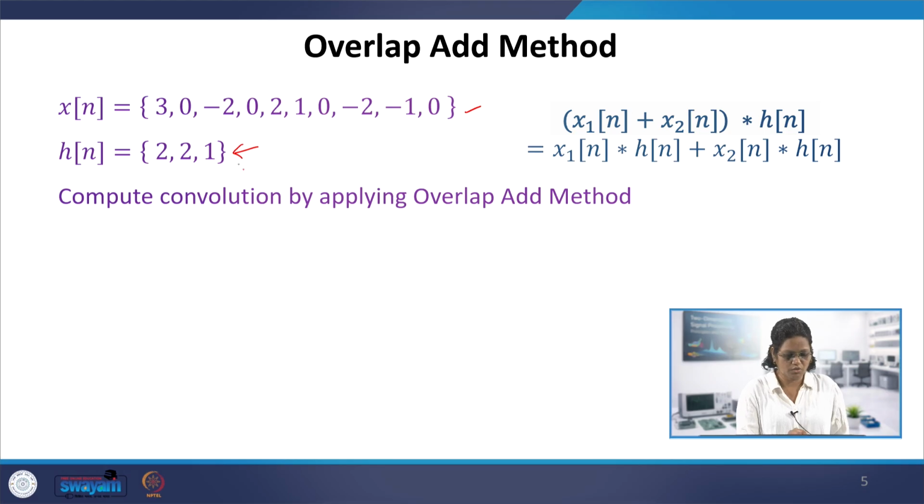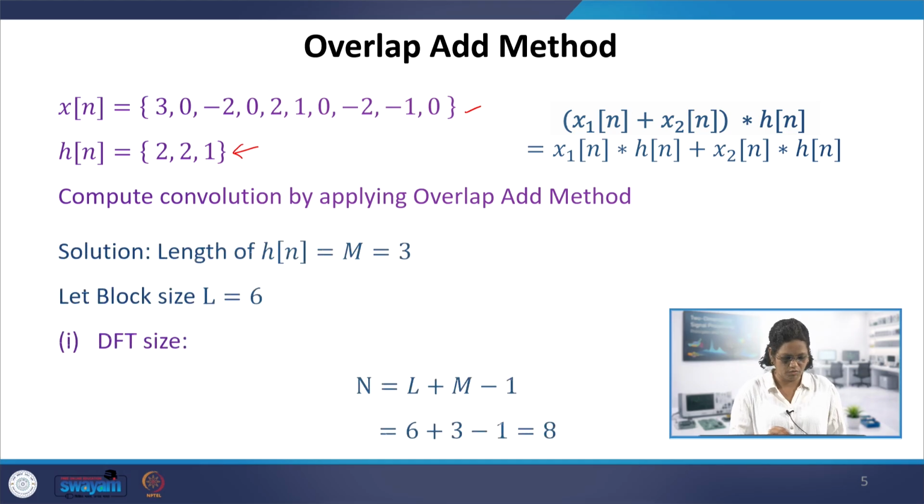So how do we perform the convolution for this? Linear convolution can be done directly with x and h, but here we split x into two sequences using the additive property. That is nothing but the overlap add method, in which the length of h of n is M equal to 3, and the block size we can take as 6, because the resultant is going to be of length L plus M minus 1.